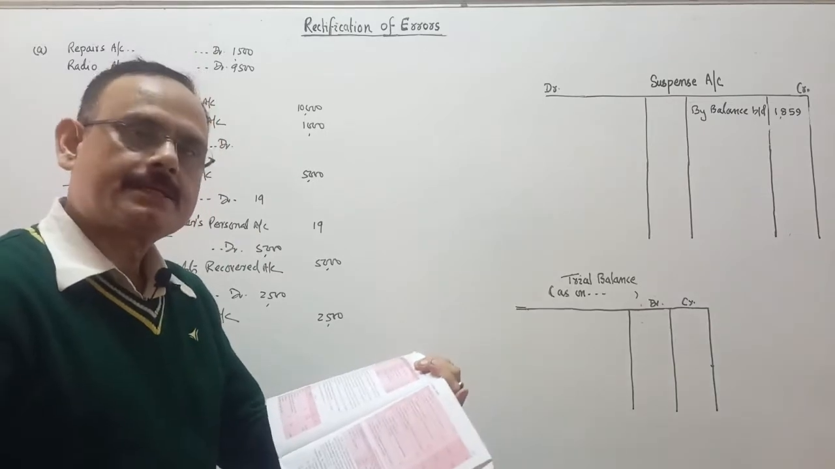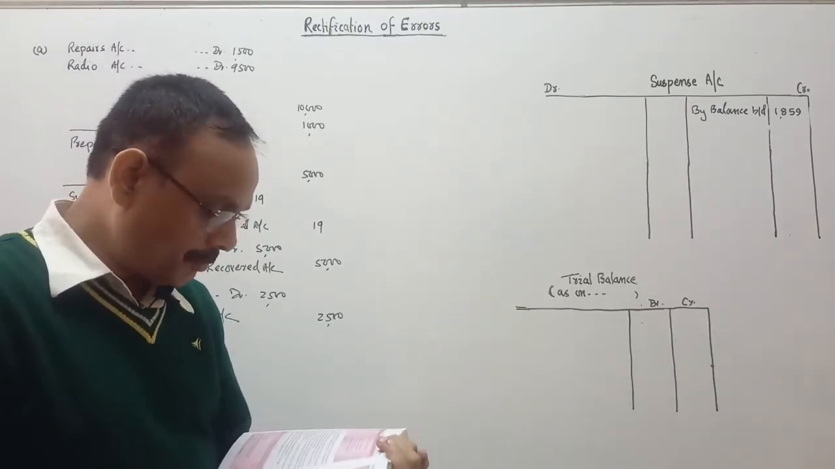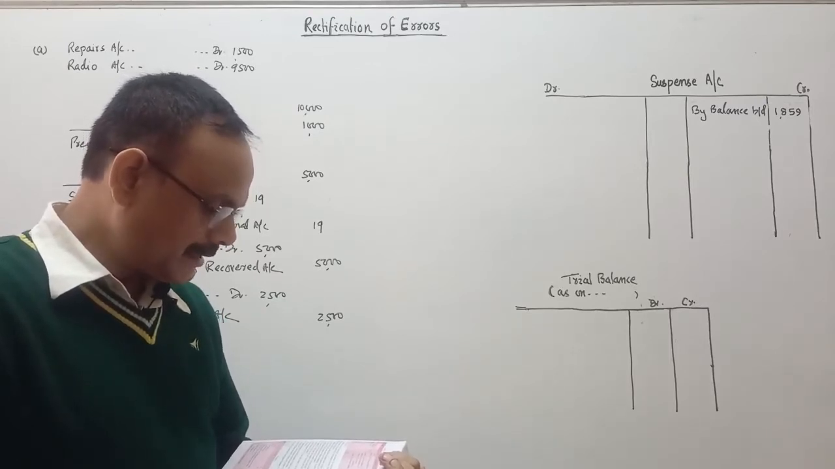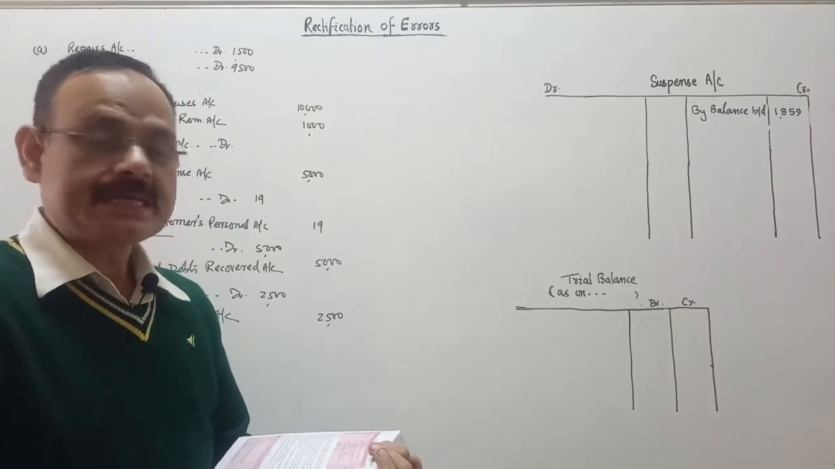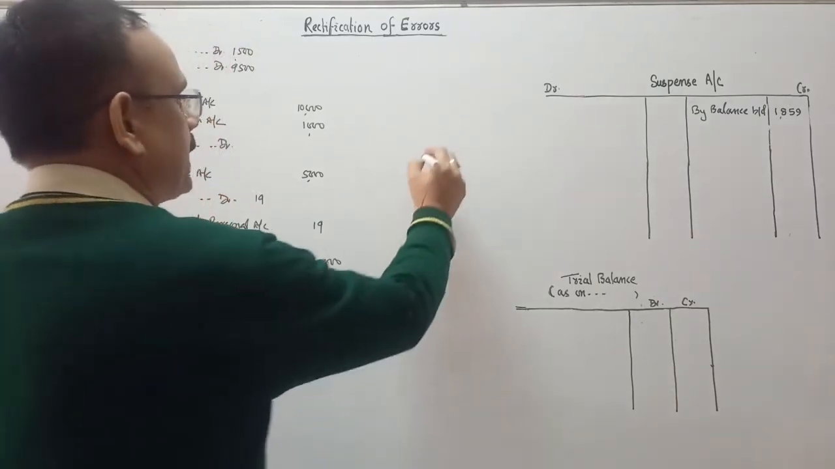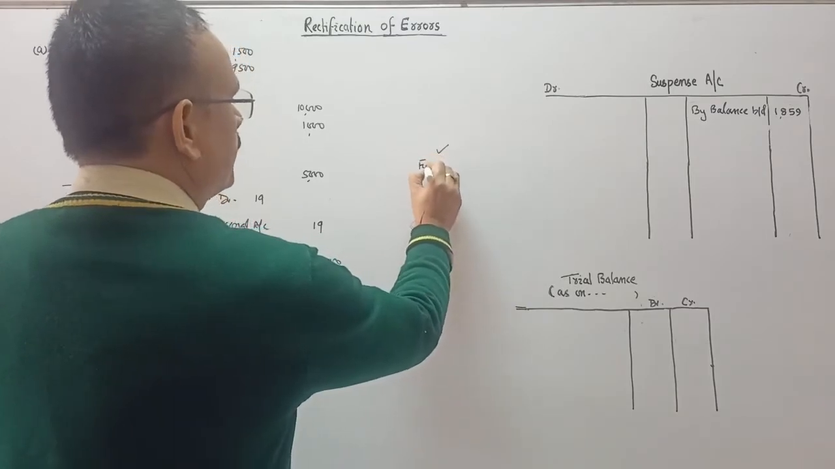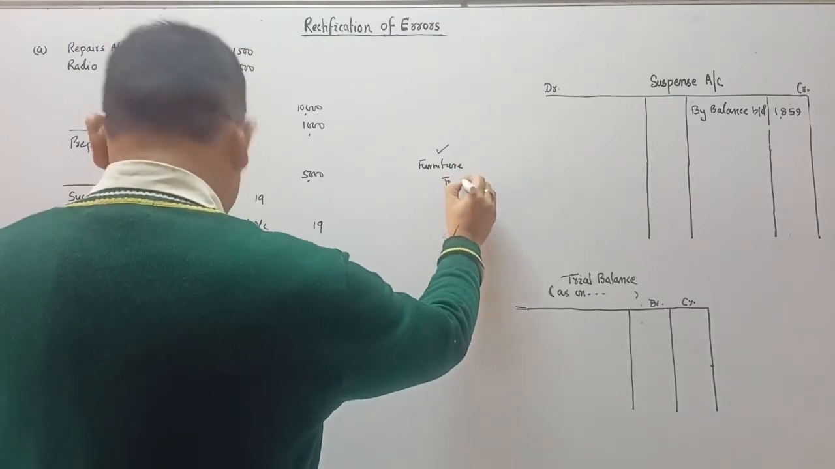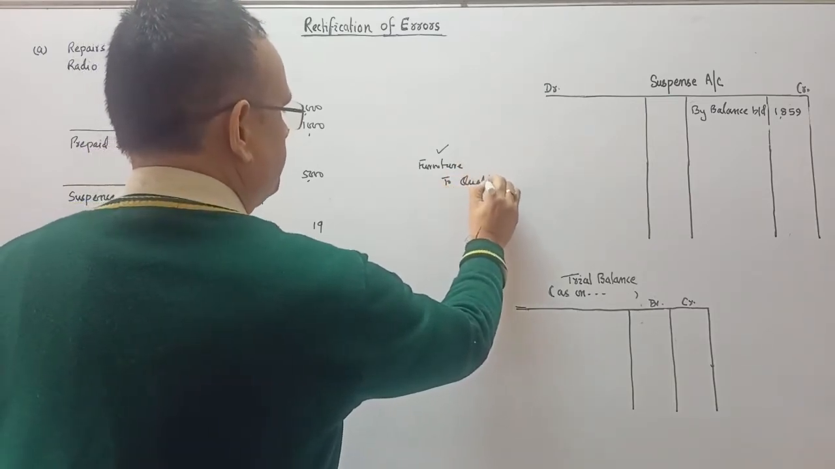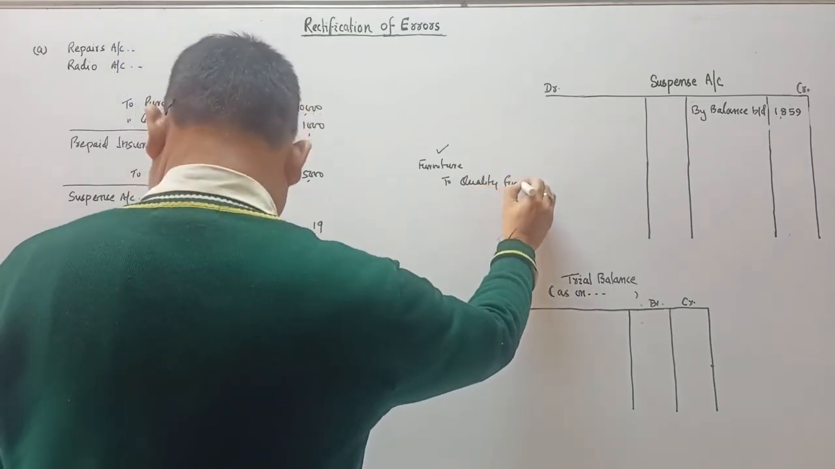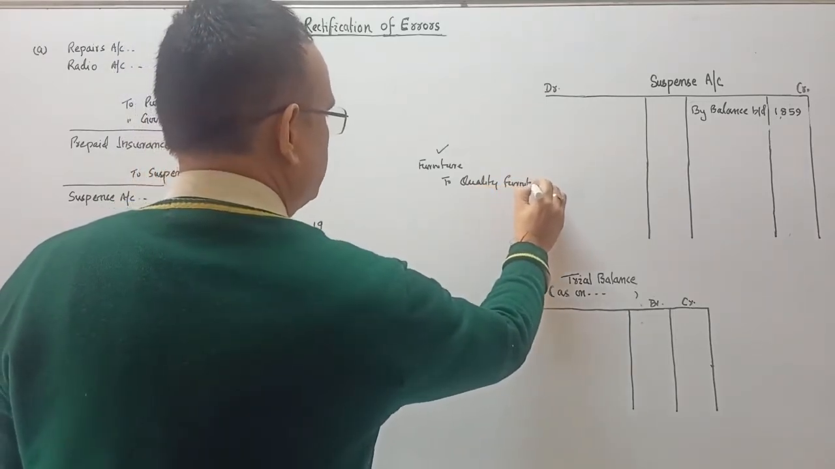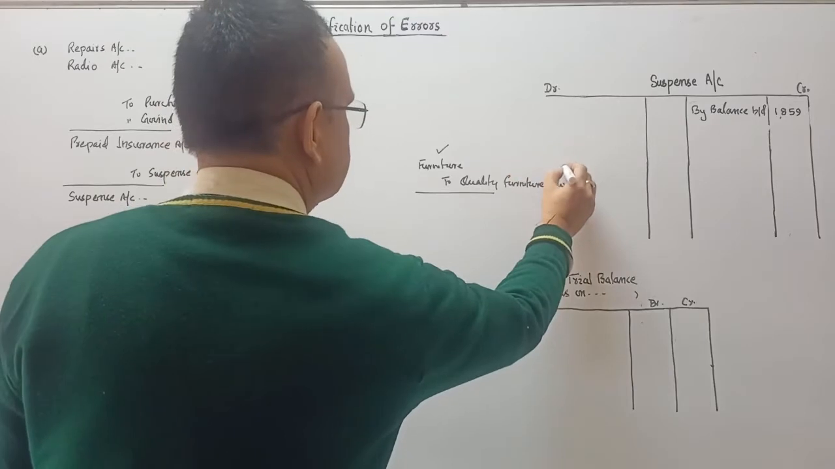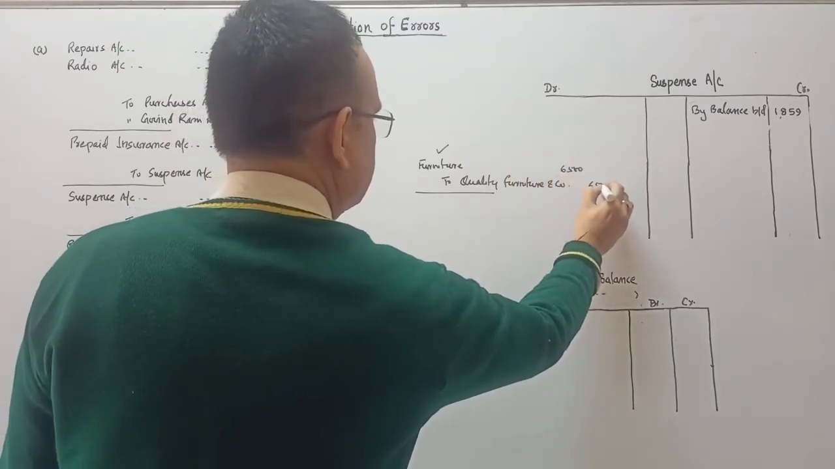Furniture amounting to rupees 6500 purchased on credit from Quality Furniture Company. An entry of 5600 was passed in the purchase book. When we purchase the furniture, the right entry should be furniture account debit. You know the right entry, furniture account debit to, who is the supplier? Quality Furniture and Company. This account should be credited. The amount is 6500. This is the right entry.